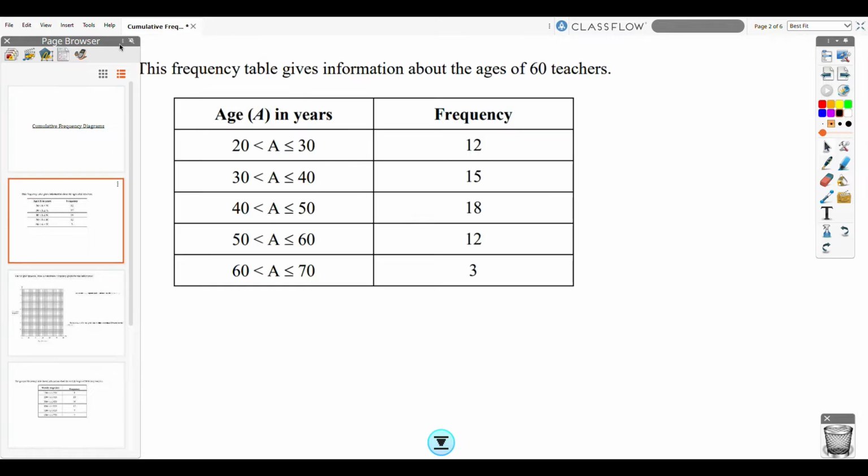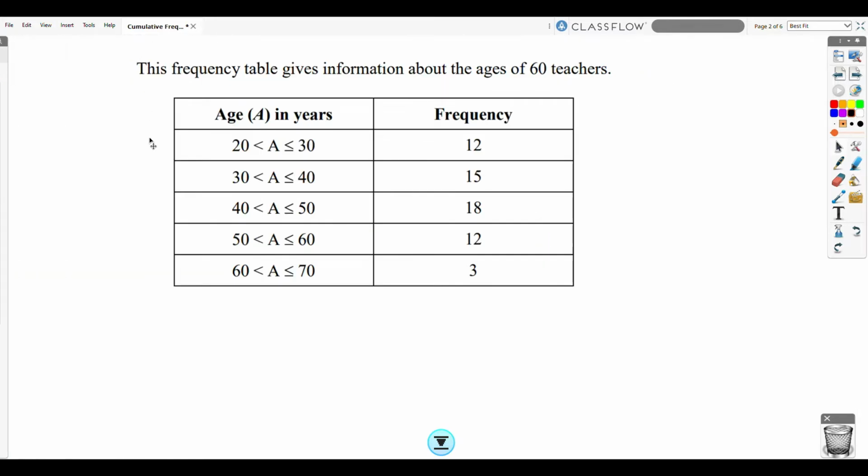So let's take a look at the first example. I've got a table here that tells me the age of 60 teachers. Now, if we're going to draw the cumulative frequency diagram, we need to work out what the cumulative frequencies are first. So let's add a column on the right hand side. The way we work this out, we add each frequency after each other. So we start with 12, then it becomes 27 because we add 15, then it will become 45, 57, and then 60, which is what we need.